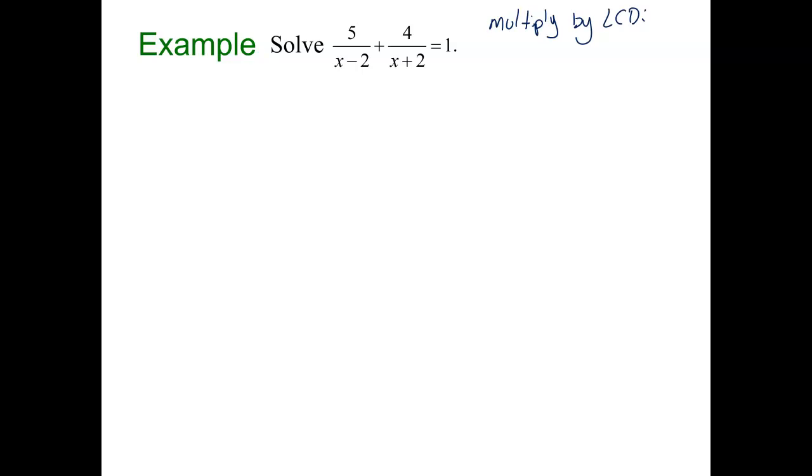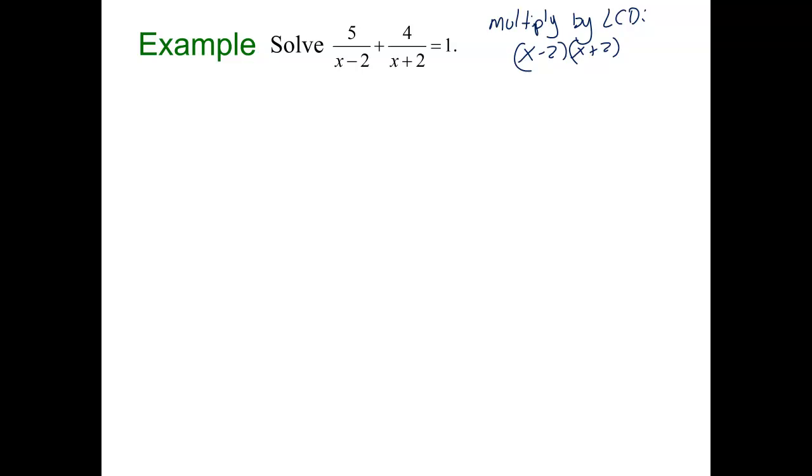Okay? Well, now my denominators are binomials. So my factors are x minus 2 and x plus 2. So what's my least common denominator going to be? It's going to be both of them together: x minus 2 and x plus 2. So I need to multiply everything by x minus 2, x plus 2. That's going to get rid of my fractions.